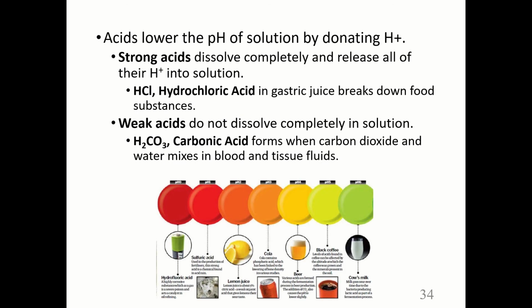Let's look at acids in more detail. Acids lower the pH of solution by donating hydrogen ions. Strong acids dissolve completely and release all of their hydrogen ions into solution. Hydrochloric acid in gastric juice breaks down food substances. Weak acids do not dissolve completely in solution. Carbonic acid forms when carbon dioxide and water mix in the blood and tissue fluids.